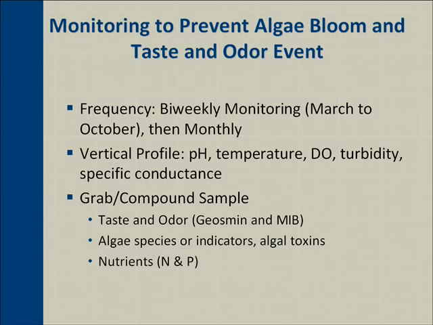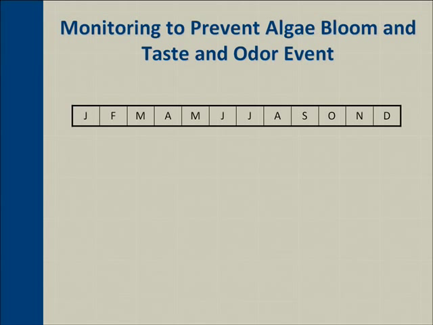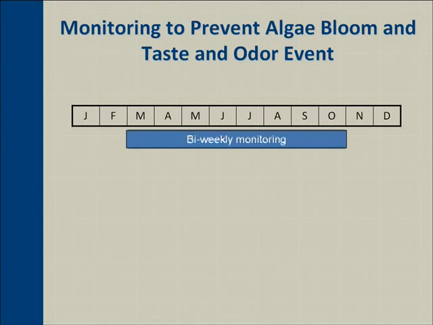So here's what I did with this particular slide. So when we're monitoring to prevent algae bloom and taste and odor events, the key time frame is between March and October. And so we do bi-weekly monitoring then because that's when it's most common that we're going to have this problem. In the rest of the months, we simply do monthly monitoring. We don't need to do it any more frequently than that.